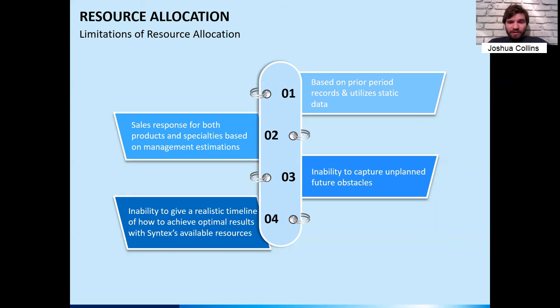However, through management's interpretation of the results, they can develop realistic strategies to achieve optimization using the company's available resources. This concludes the analysis of our resource allocation at Syntex Laboratories.